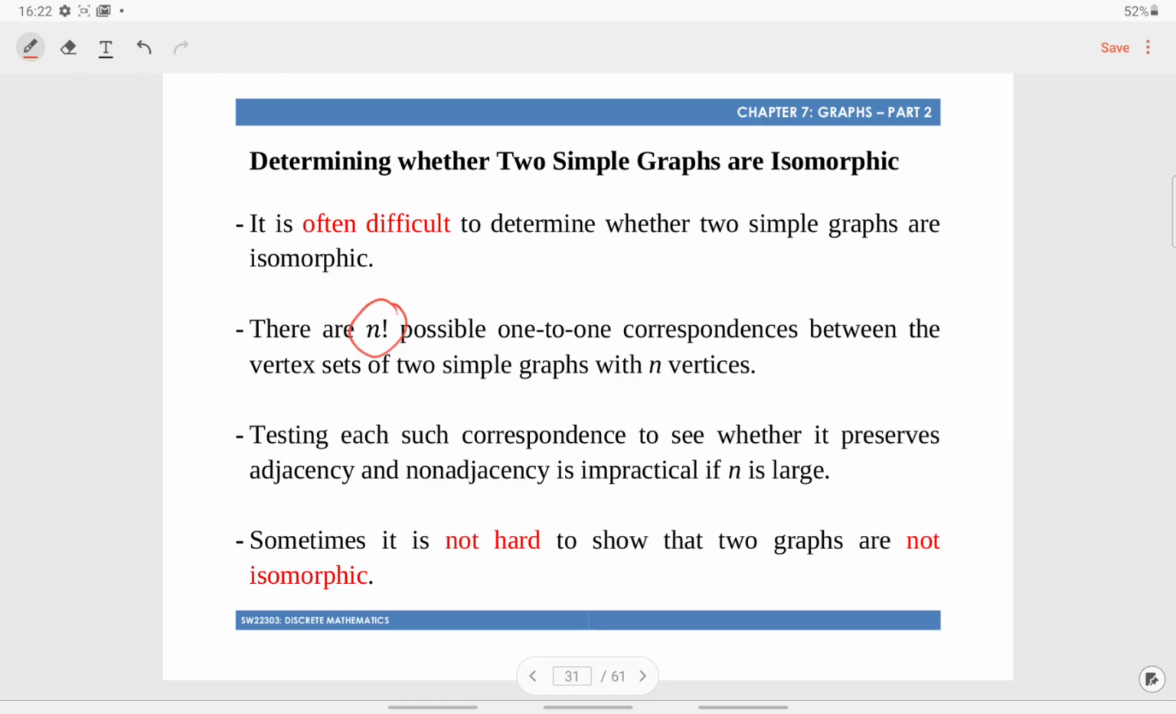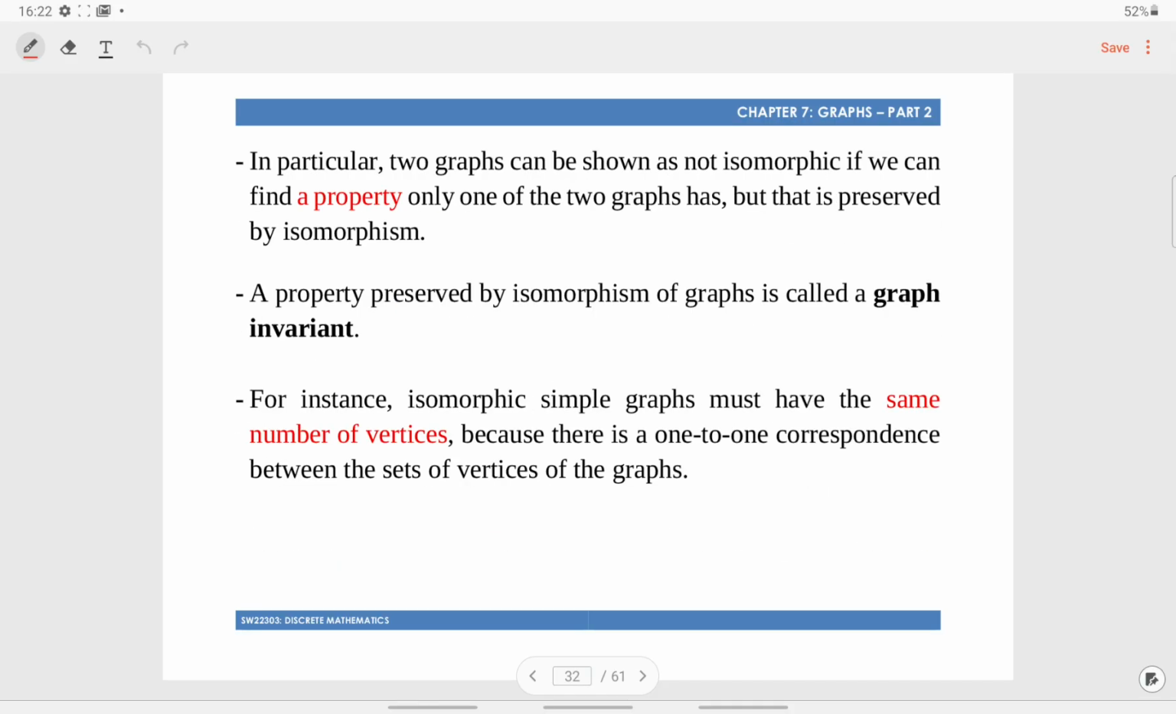Sometimes it is not hard to show that two graphs are not isomorphic, so you have a second option. Instead of showing that the given graphs are isomorphic, you can go to the second alternative, which is to show that the given graphs are non-isomorphic. Finding evidence that the graphs are non-isomorphic is easier than showing that they are isomorphic. In particular, two graphs can be shown to be non-isomorphic if we can find a single property, only one property.